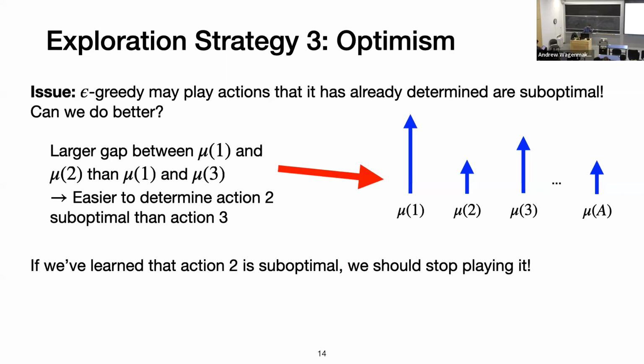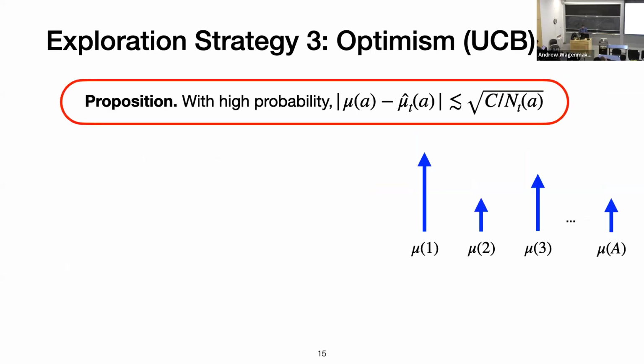And so while epsilon greedy will learn eventually, it'll sort of not do this. It will always be sampling all the actions. And we really want to do something more precise. Okay, so how do we do something more precise?